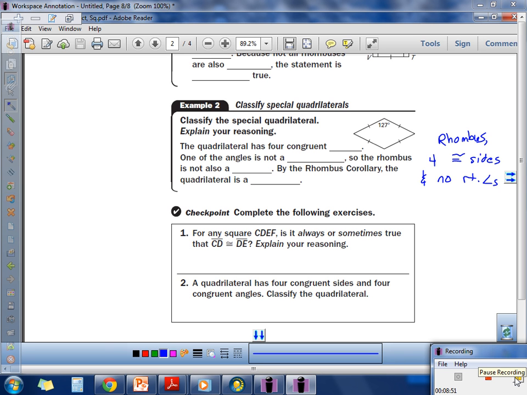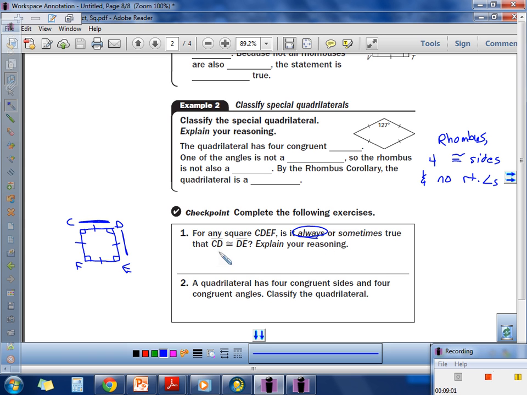All right, on number 1, it says for any square CDEF, it's always or sometimes true that CD is congruent to DE, and explain your answer. So let's examine the picture real quick. If we have a square C, D, E, and F. Those are some of the basic properties of a square. Is it true that CD is congruent to DE? Is that always or sometimes true? That is definitely an always. Why?